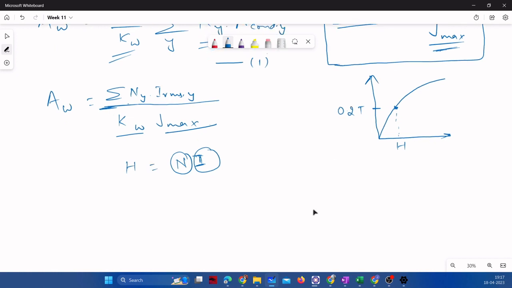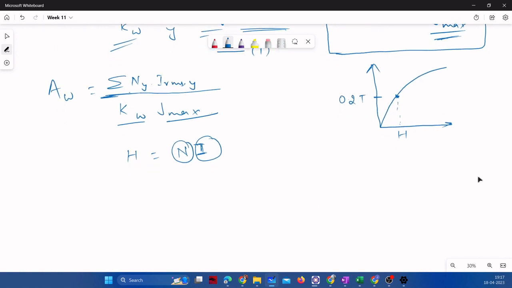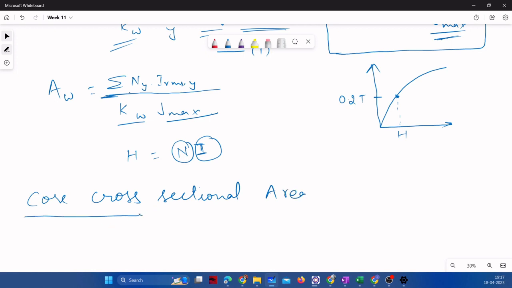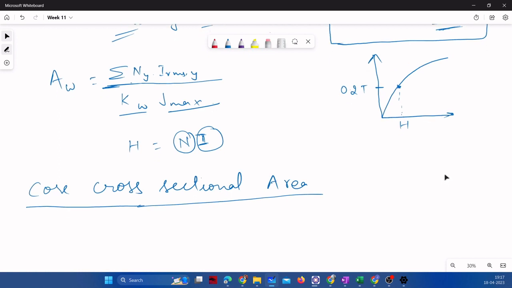Okay then, so this is about window area, or the core window area that we discussed. Now the second part is, because we have to complete the area product, the second parameter of the area product is core cross sectional area. So how big your core should be, that is the important part. So how big should it be? Would you like to answer it?